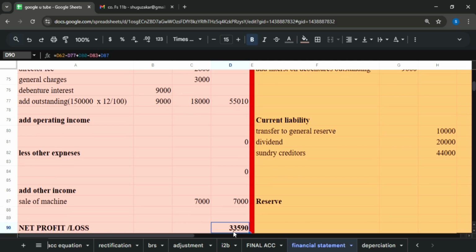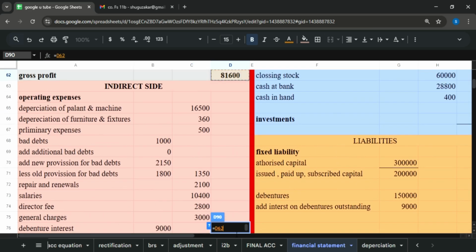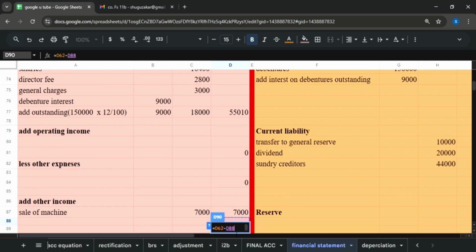Now we can calculate our net profit. For that, let's get back to gross profit. This is your first step. Then you will subtract operating expenses. After that, you will add operating income.